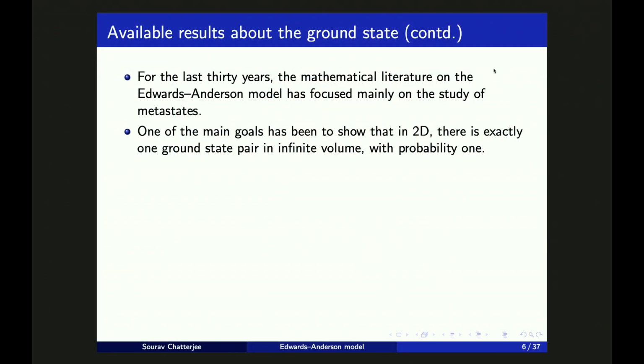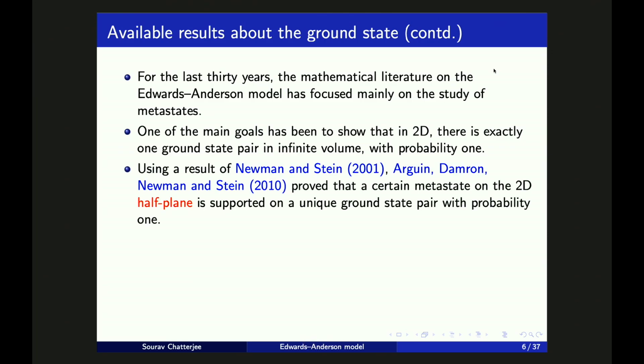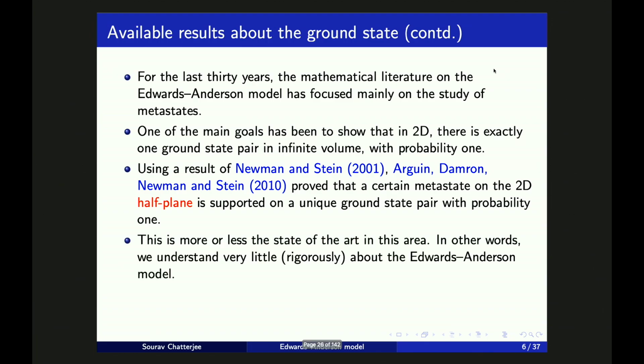One of the main goals has been to show that there is exactly one ground state pair in infinite volume with probability 1, and the best progress in this direction is in these two papers, where they prove that a certain metastate on the 2D half plane, so if you consider the model in a half plane instead of the full infinite volume, which is kind of looking at the finite box but a small region intersecting the boundary, is supported on a unique ground state pair with probability 1. And this is more or less the state of the art in the literature. There are a bunch of other results, but I don't have time to talk about those. In other words, we understand very little rigorously about the Edwards-Anderson model.